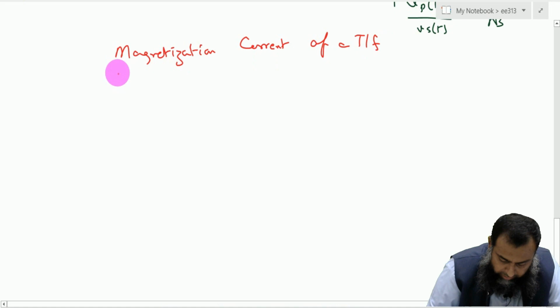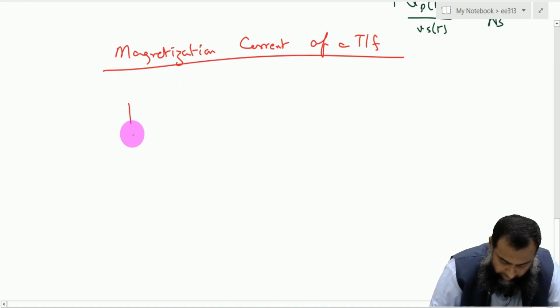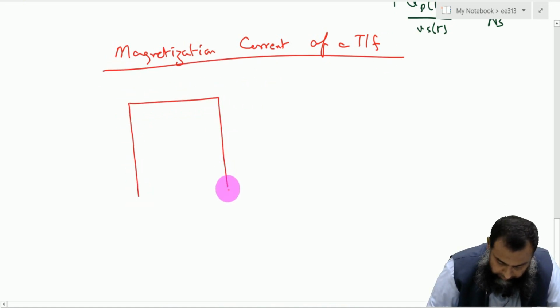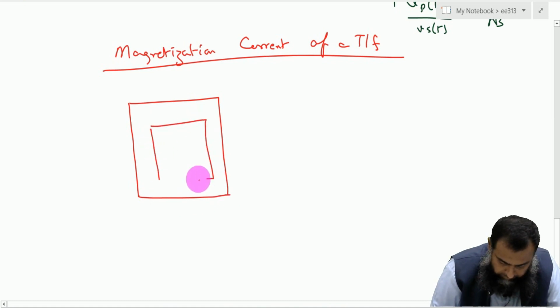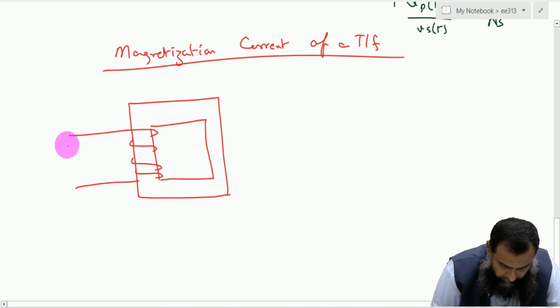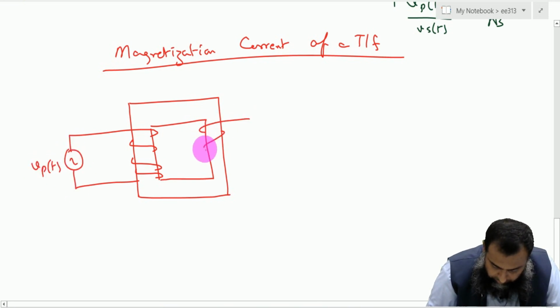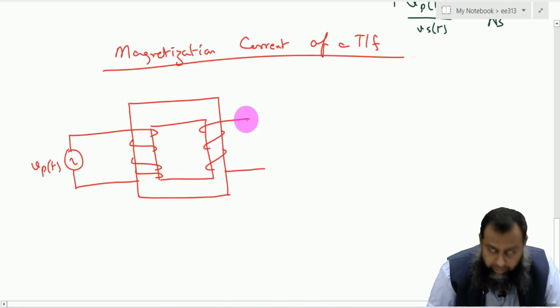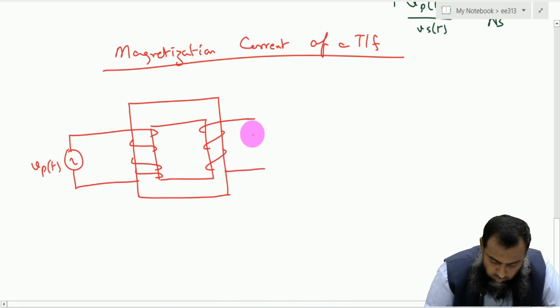So suppose that we have this transformer here, and we have some applied voltage here, that is Vpt. Now we want to see what happens if we do not connect any load with the transformer. So this is an open circuit. So here we have this Vst.